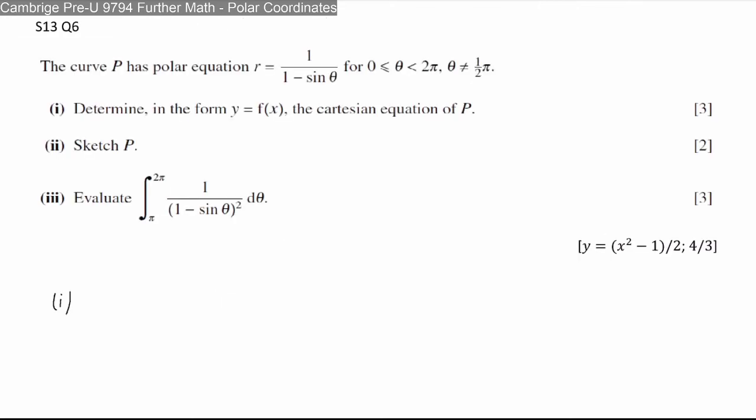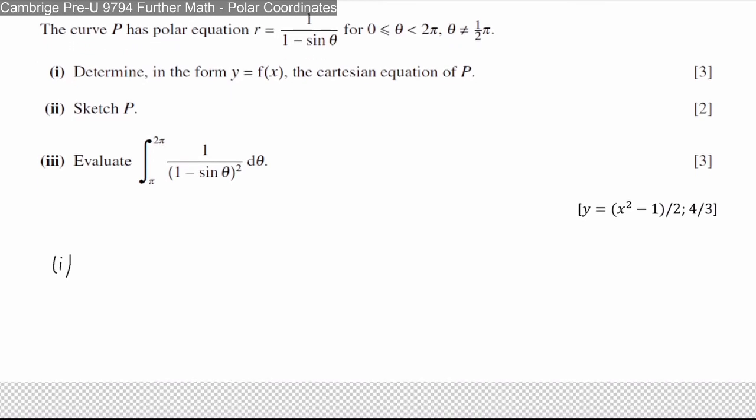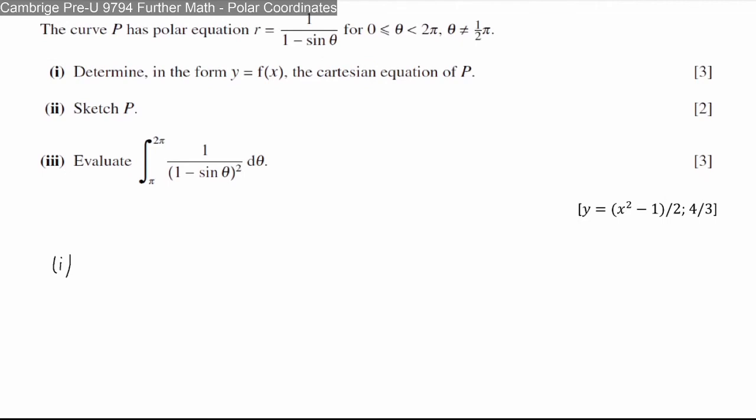Next one, we are going to look at summer 13, question 6. The curve P has a polar equation given by r is equal to 1 over 1 minus sine theta. Determine the Cartesian equation of P. For this one, we use all the properties that we know about Cartesian and polar. So let's move the 1 minus sine theta up to multiply by the r.